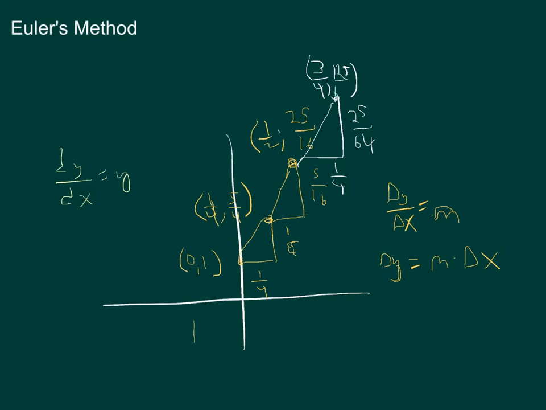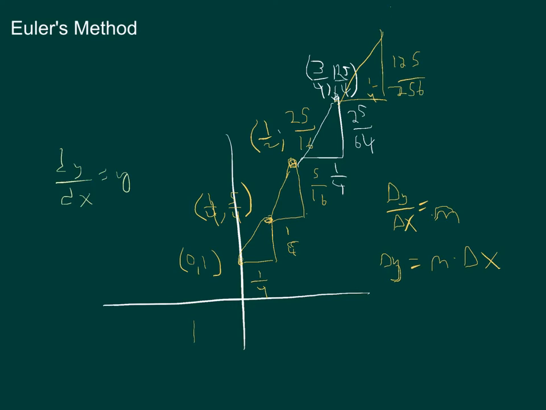Okay. So, all right, well, we'll do it again. And this is the last time because we'll get to 1. I'm going to estimate 1 here, so I'm going to go over a fourth and up. Well, if the slope is 125 over 64, if I go over a fourth, I'm going to go up 125 over 256.